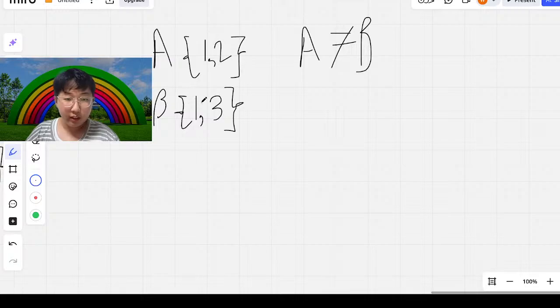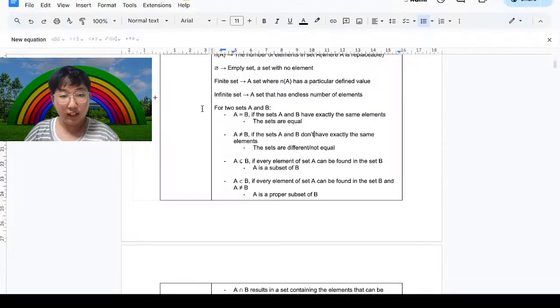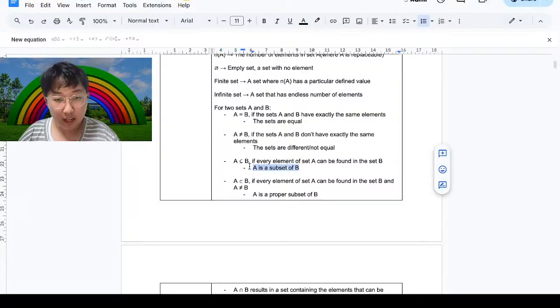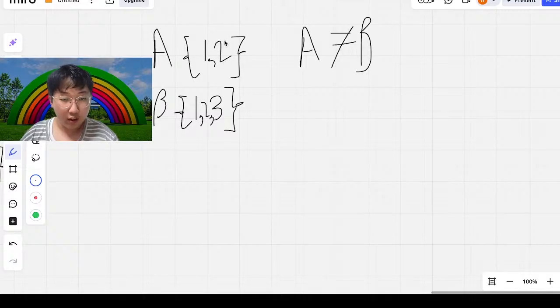Let's change this up a little bit, and let's say B is 1, 2, and 3. Then let's look at the next thing. A is a subset of B. A is a subset of B if every element of set A can be found in set B. So if every element in set A, 1 and 2, can be found in set B, and 1 and 2 are both found in B, we can say that A is a subset of B.